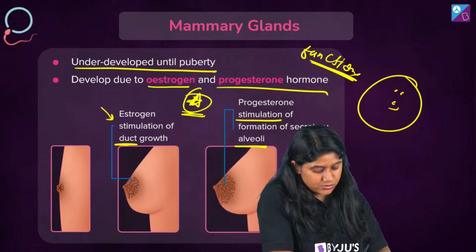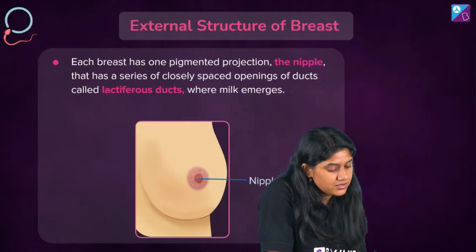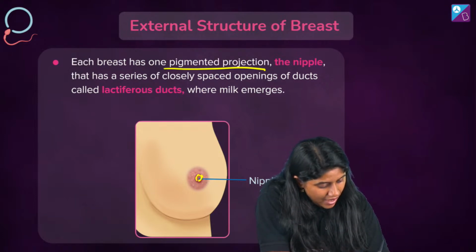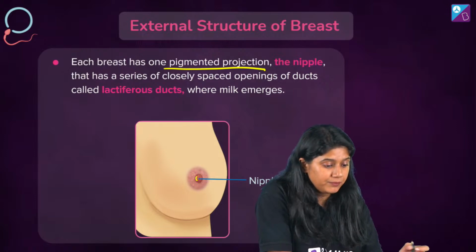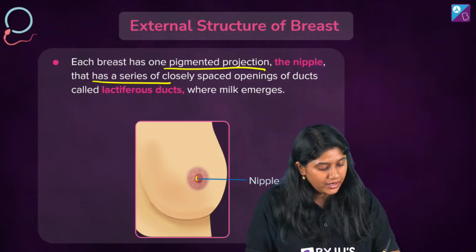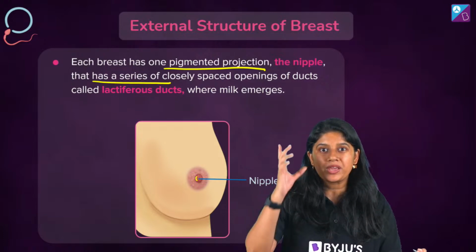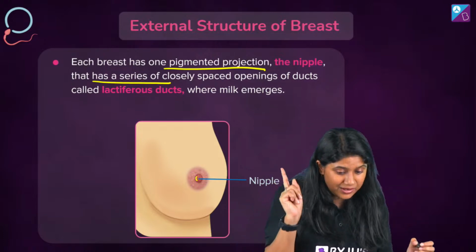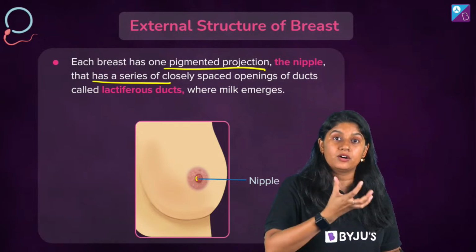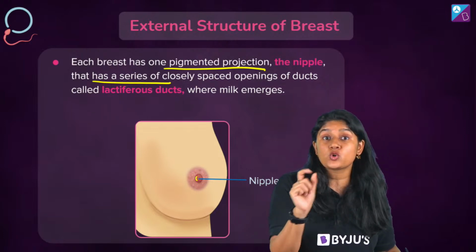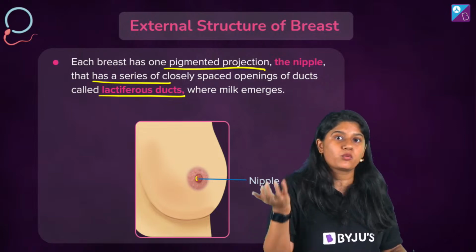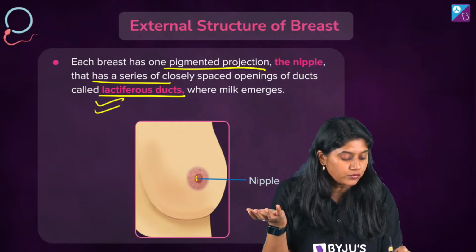Now that we are clear with this, let's move ahead and talk about how each breast has a pigmented projection. Over here we can see a pigmented projection, we call it a nipple, and it has a series of closed openings of the ducts, and around it we have a different colored part. Now very important, everyone: this closed space has the openings of the ducts, and this opening of the duct is called the lactiferous duct, from where the milk will be emerging out. So take a note of this, everyone.